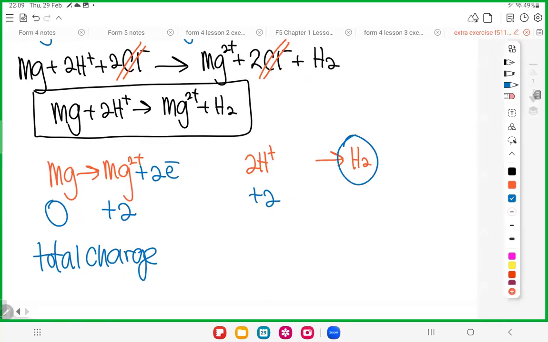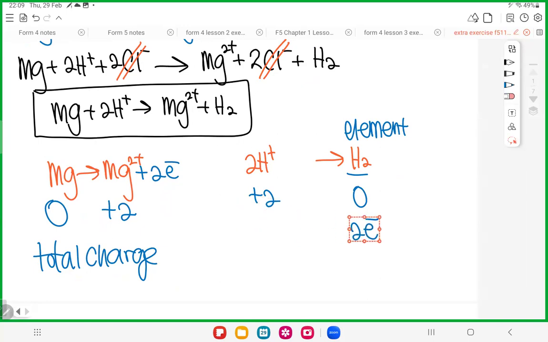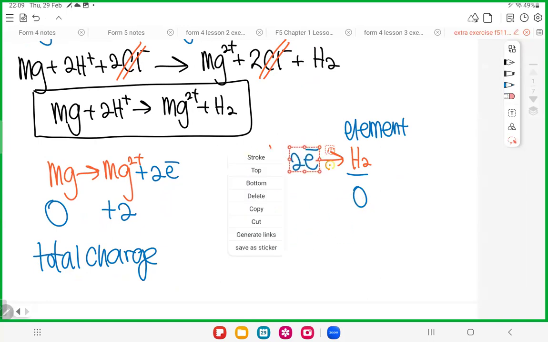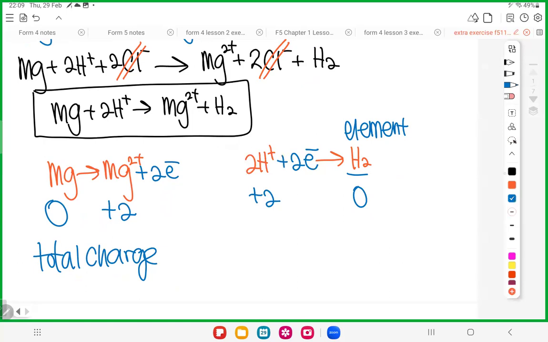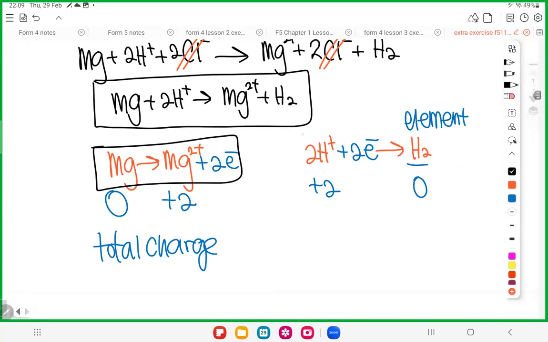So on the right hand side, this hydrogen only got H, nothing else. So it is an element. So element doesn't have charge, 0. Okay. Plus 2 and 0, the difference is 2. We need 2 electron. Put the 2 electron on the more positive side here. So put the electron on the left. So now we have successfully got the half equation.